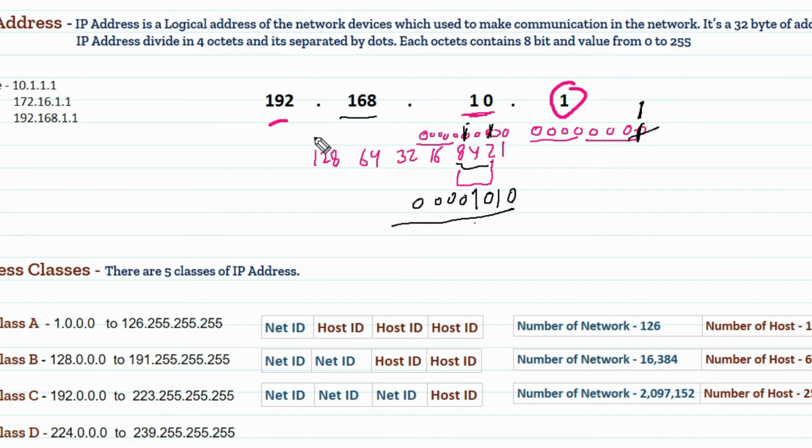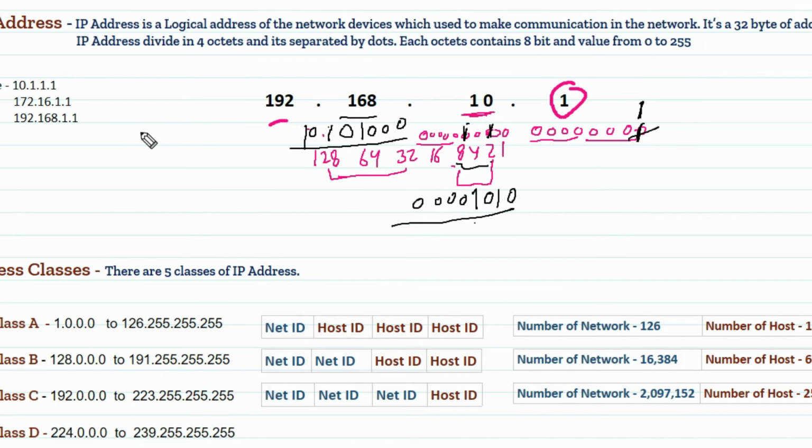Same here for 168. What will 168 become? 128 plus 32 is 160, and 160 plus 8 is 168. So these bits will be high: 1 0 1 0 1 0 0 0. So it will become 168.